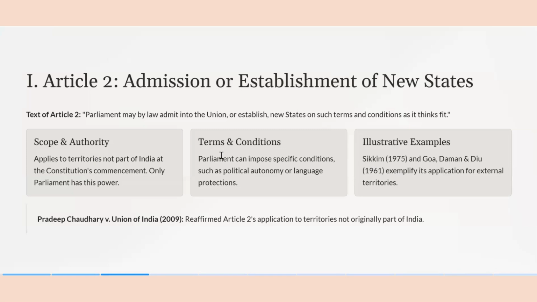Illustrative examples: Sikkim was admitted as a new state in 1975, and Goa, Daman, and Diu in 1961 were admitted as new states to the territory of India, exemplifying its application for external territories. There's one case, Pradeep Chaudhary versus Union of India, from 2009, which reaffirmed Article 2's application to territories not originally part of India.